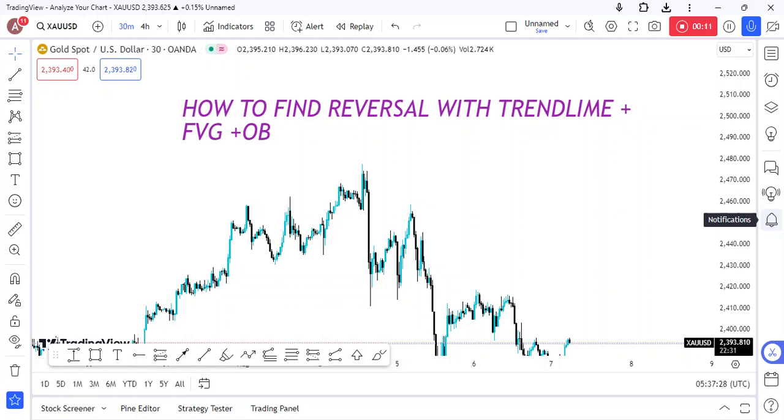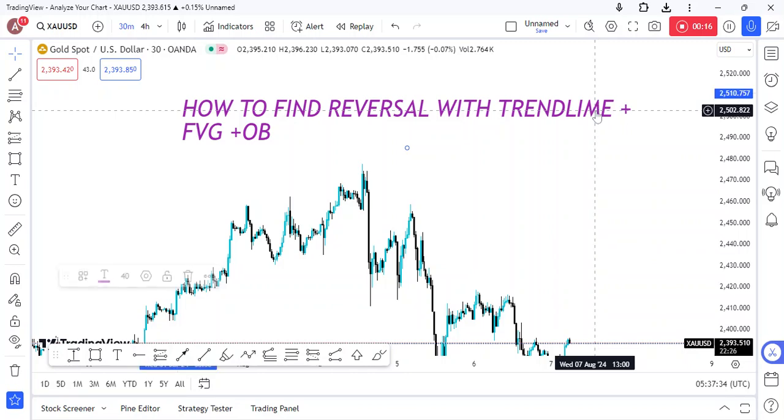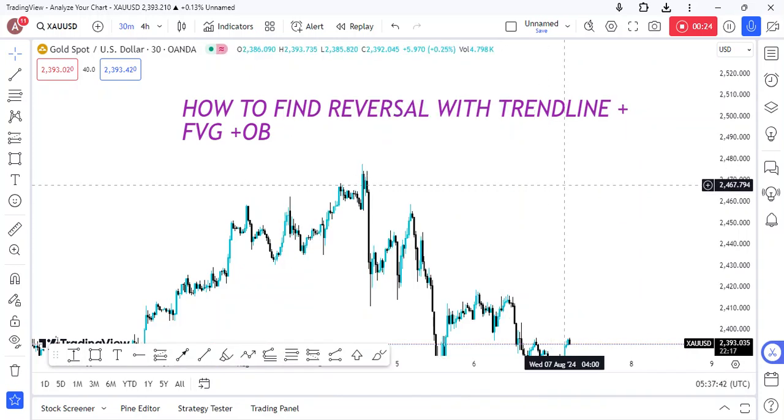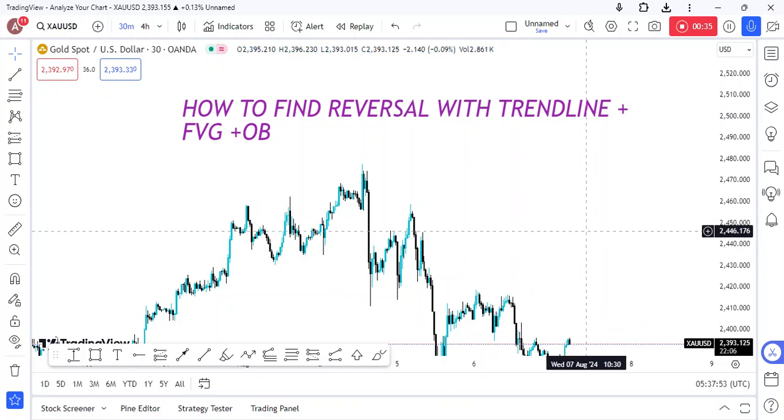Today I want to talk about how to find a reversal with trend line plus order blocks and fair value gaps. Basically, there are two ways we can spot reversals. One is by using market structure, and the second, which is easier, is by using trend line plus fair value gaps plus other blocks. So let's dive into it.